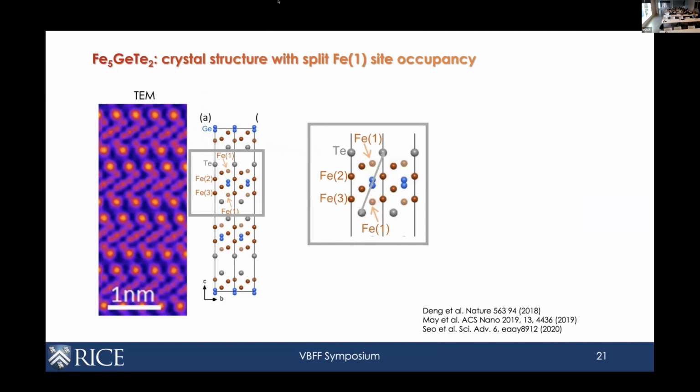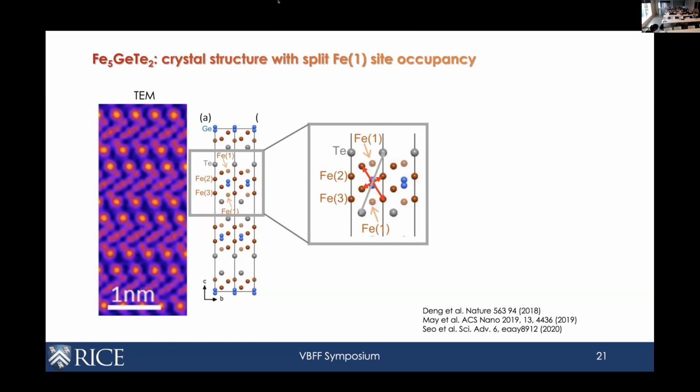Tellurium is obviously inversion symmetric, right? And then you have 2 pairs of iron. These are fully occupied, so they're inversion symmetric. The key to this whole business is the last pair, which is Fe1. If you have exactly Fe5GeTe2, then between each up-down pair of the Fe1, only 1 can be occupied.